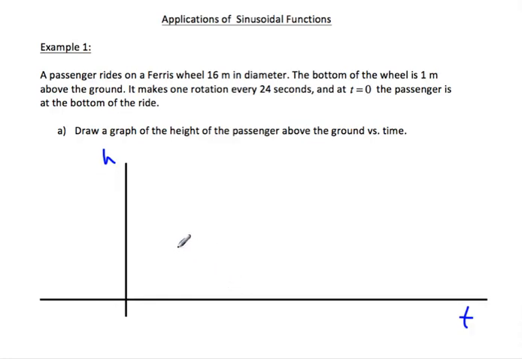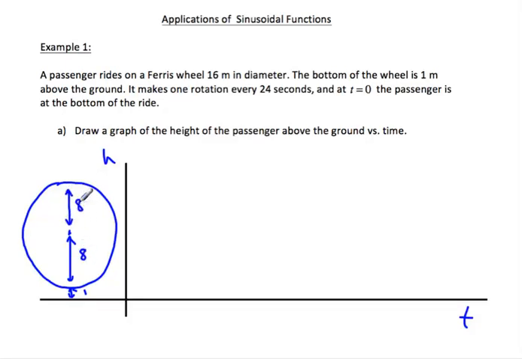Before I try and draw the graph of height versus time, I'm actually going to draw a rough sketch of the Ferris wheel. If this is the Ferris wheel, I know that the bottom clears the ground by 1 meter, and that the hub at the center is 8 meters from the circumference on all sides. That's going to allow me to label my y-axis here, because I can pull each of these points across. The lowest that the passenger is going to be is down here at 1 meter. The highest they're going to be at the top of the Ferris wheel is a total of 17 meters above the ground, and when they're in the middle of the ride, they're going to be 9 meters above the ground.